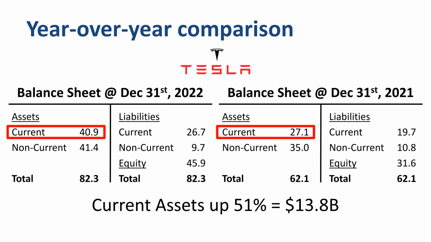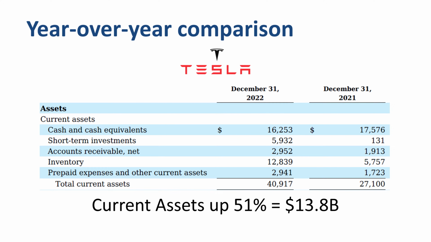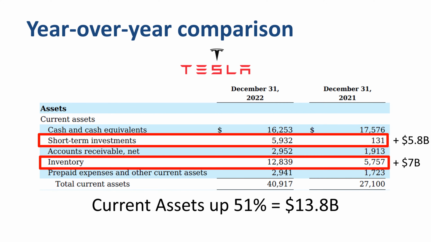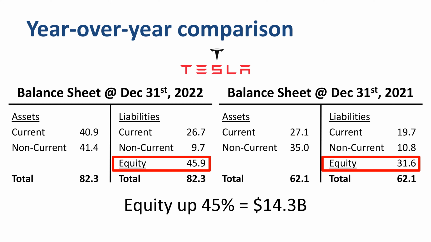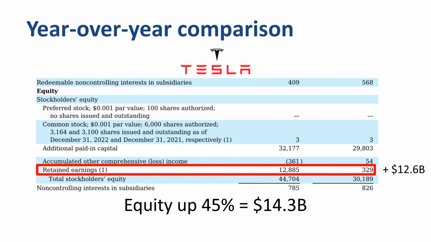If you zoom into the line item detail of current assets on the balance sheet, you see this being driven mainly by an increase in inventory and an increase in the balance of short-term investments. On the right-hand side, the increase is mainly in equity, up 45% or $14.3 billion. If you zoom into the line item detail here, you find that retained earnings, profits made that have not been distributed to shareholders, are the main driver.